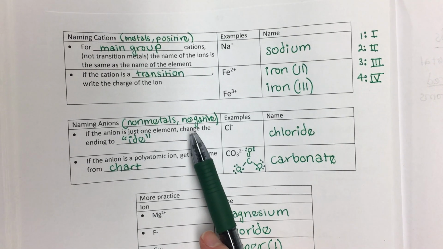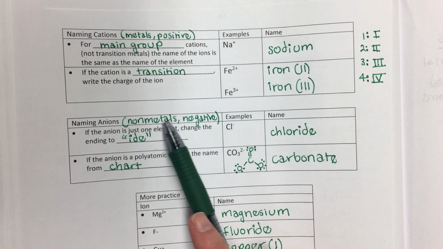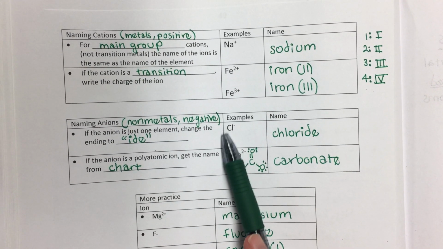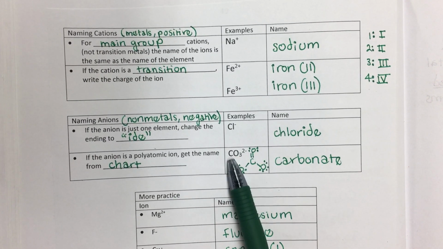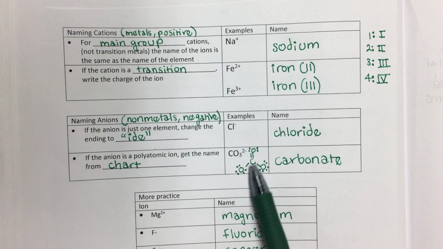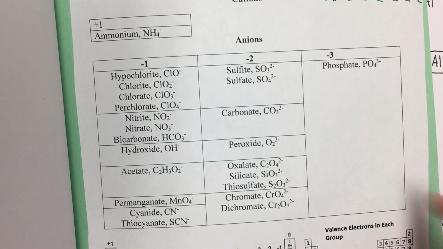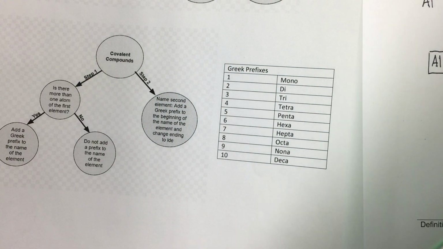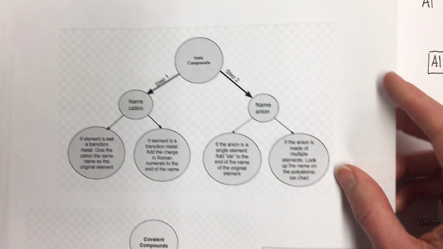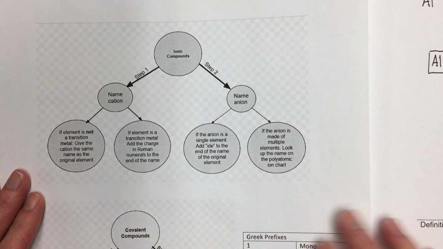And then the anion, which is the second element in an ionic compound, if it's just one element, you change the ending of the name to "ide", so chlorine becomes chloride. If it's more than one element, like CO3 2-, then you need to find its name on the polyatomic ion chart, which looks like this. So CO3 2- is carbonate. What I gave out in class is basically a flow chart that tells you this same thing. So this is just a review of what you've already learned.